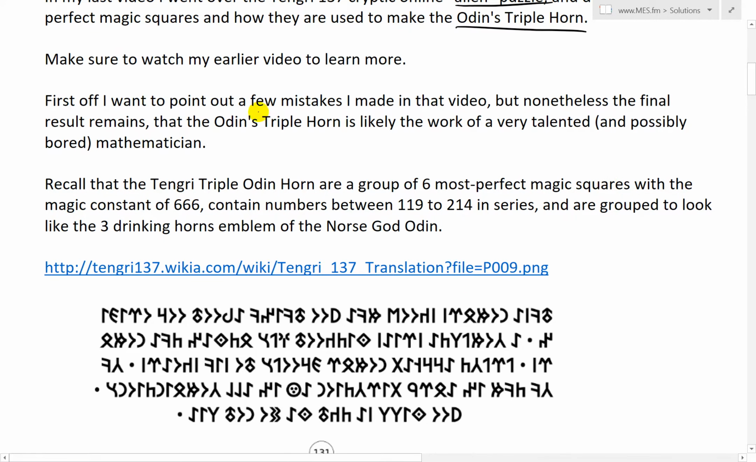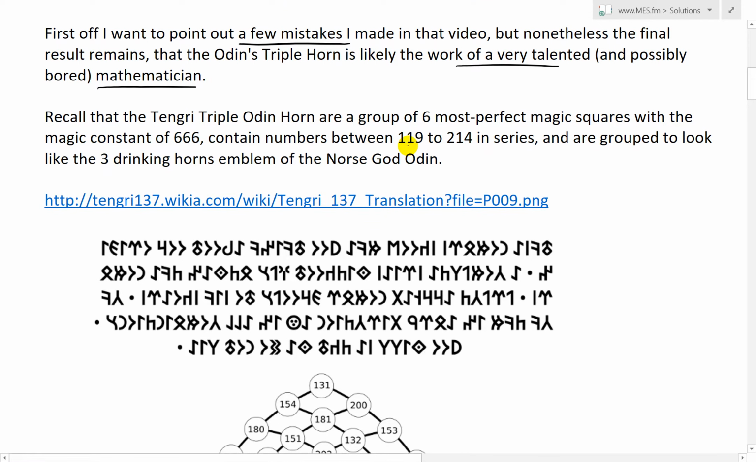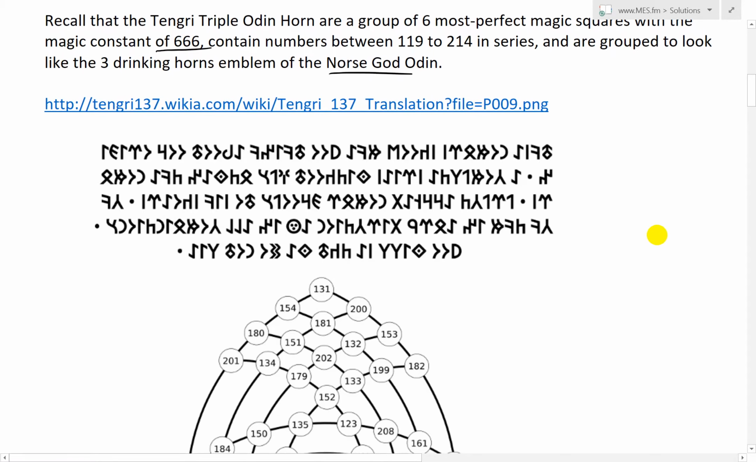First off, I want to point out a few mistakes I made in that video, but nonetheless the final result remains that the Odin's triple horn is likely the work of a very talented and possibly bored mathematician. So recall that the Tengri triple horn is a group of 6 most perfect magic squares with the magic constant of 666, and basically contains numbers between 119 and 214 in series, so it fills in every single number between these, with no duplicates and no missing numbers. They are grouped to look like the 3 drinking horns emblem of the Norse god Odin. So again, make sure to watch my earlier video.